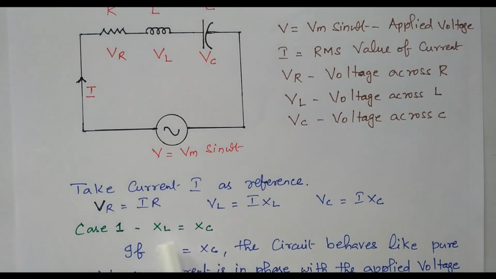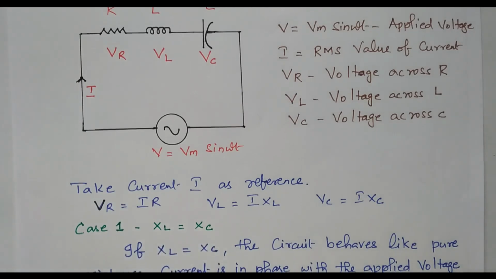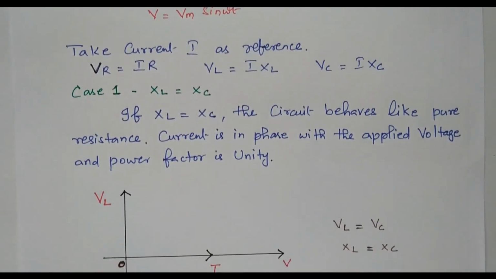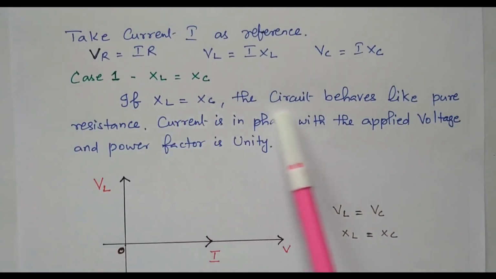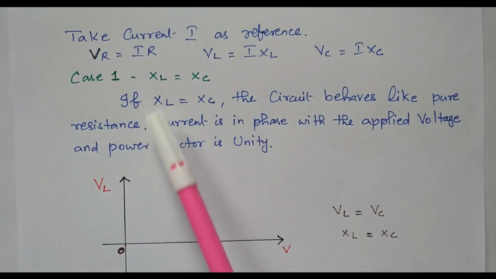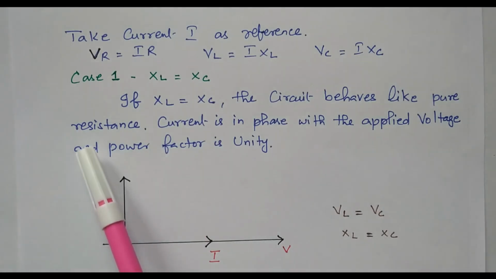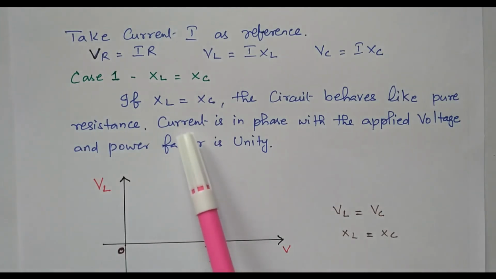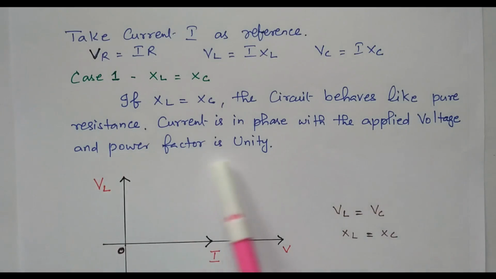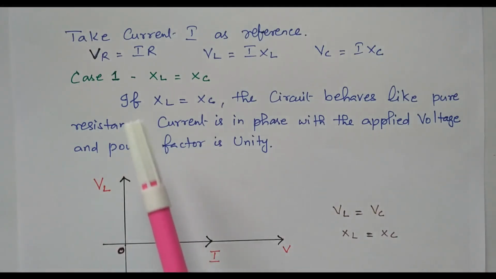The first one is XL equal to XC. In case 1, the capacitive reactance is equal to the inductive reactance. If both are equal, the circuit acts as a pure resistance, because the capacitive reactance is cancelled by the inductive reactance. That is, leading and lagging are cancelled, so it acts as only resistance. If it is resistive, the current is in phase with the applied voltage and the power factor is unity. Both effects are cancelled, the current is in phase with the voltage and the power factor becomes 1.